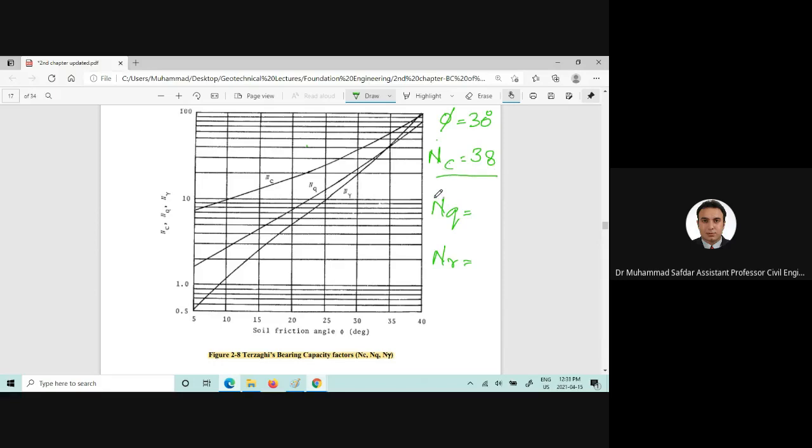So for NC, Ibrarul Haq is saying that it's 38. Anyone who disagrees with Ibrar's value? Sir, yes, please. I think it's 28. It's 38. Okay. Now for NQ, 13. 22.